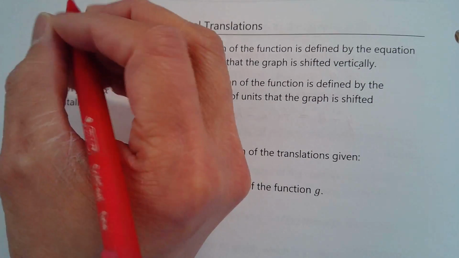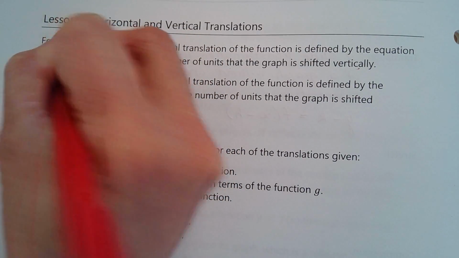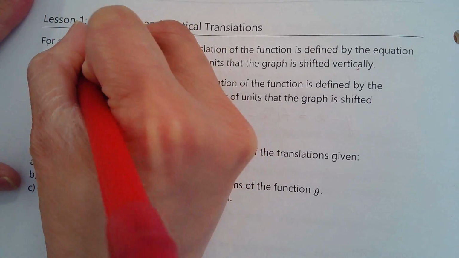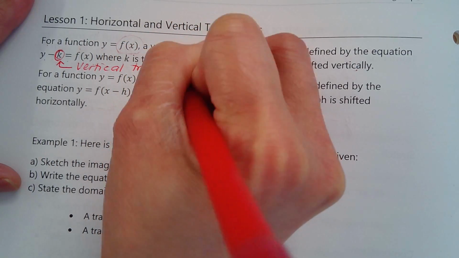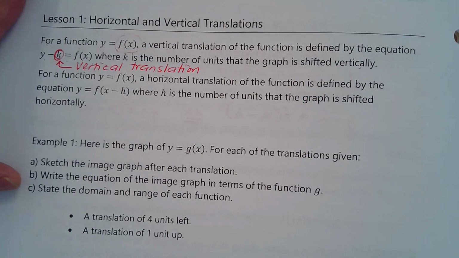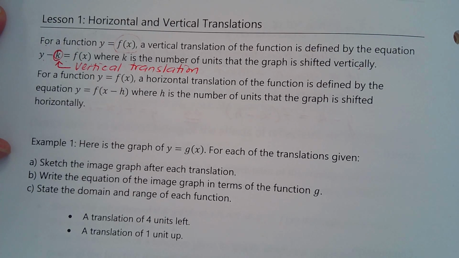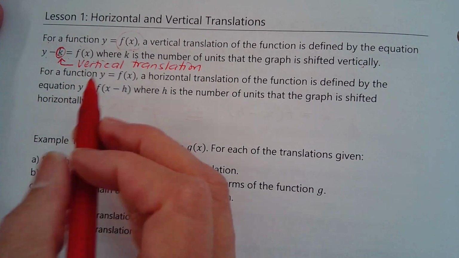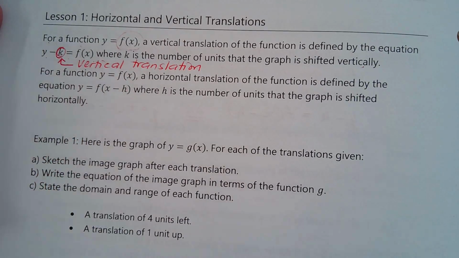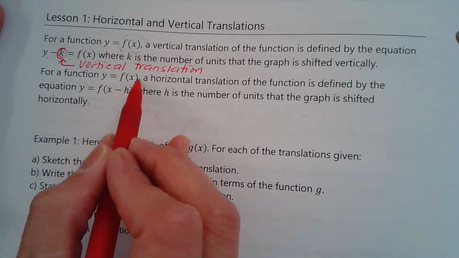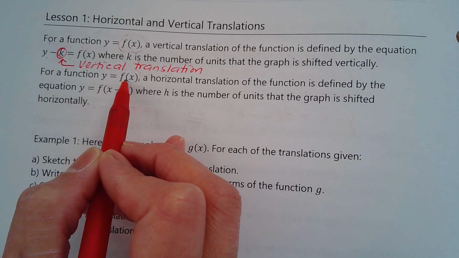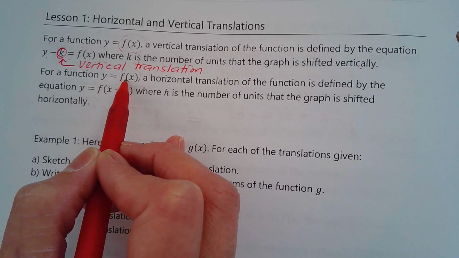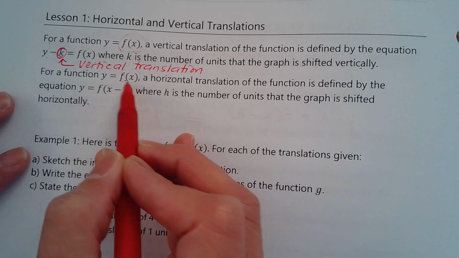So the k tells us the vertical translation. The vertical translation, either shifting up or shifting down. Now, for this one here, for a function y equals f of x, and f of x is any function, okay? It could be cubic, it could be quadratic, it could be, you name it. Absolute value function, any function.